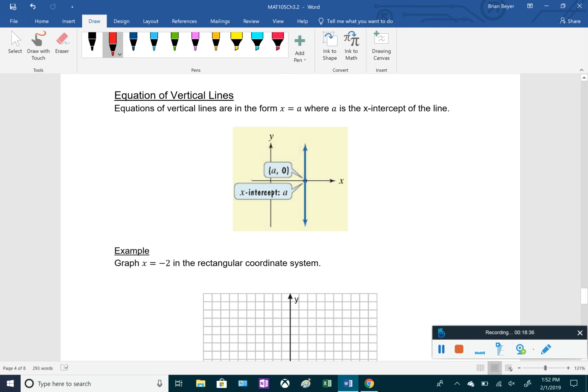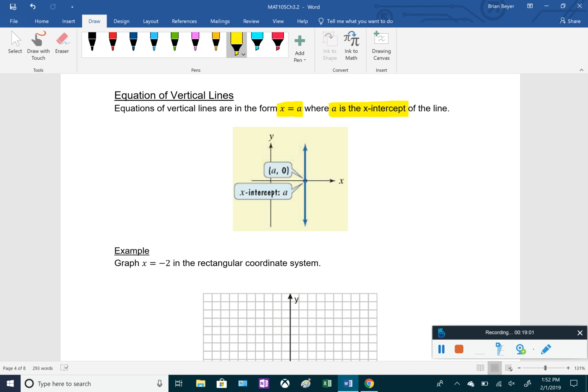So next, for vertical lines, you can probably guess what it'll be for vertical lines. Vertical lines are going to be in the form x equals a, where a is just a number, and a is the x-intercept of the line. And as you can see here, we have this vertical line, x equals a, crossing at the x-intercept of a. So y equals a number, it's horizontal. X equals a number, it's vertical.